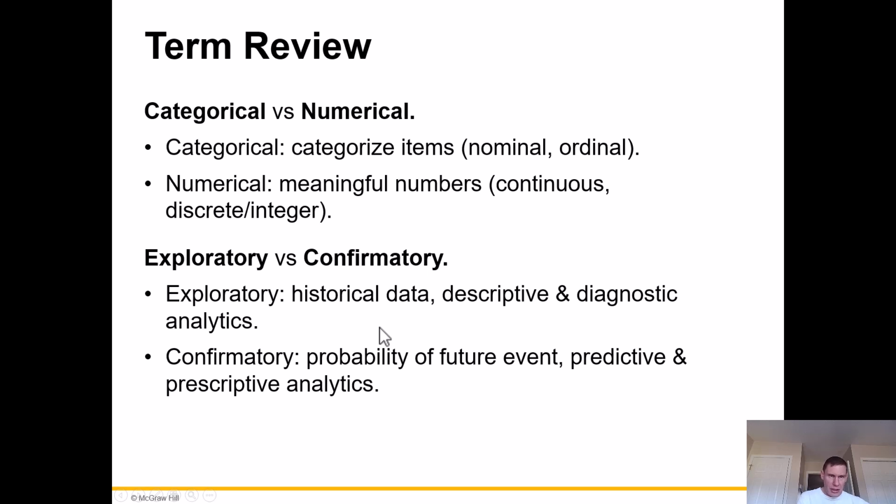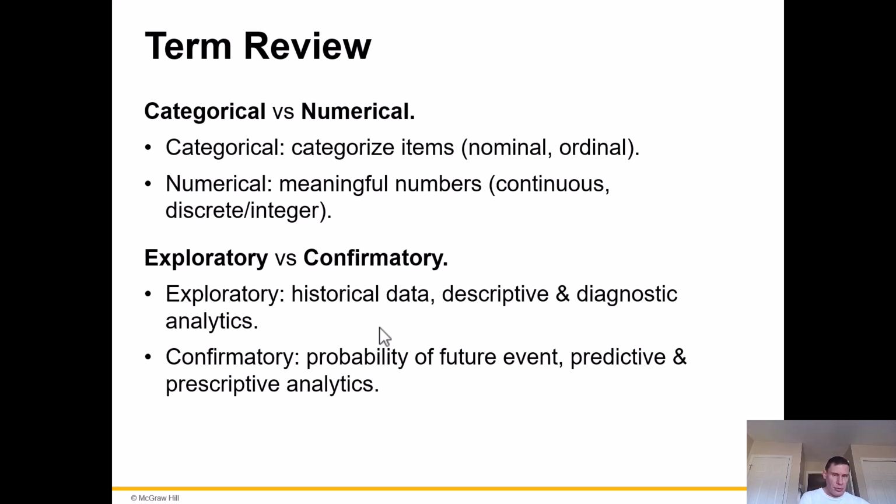With respect to a couple of terms there, categorical versus numerical. Categorical, think about the name: to categorize. So we're talking about things like nominal and ordinal. Numerical, of course, is just numbers that could be continuous or discrete.